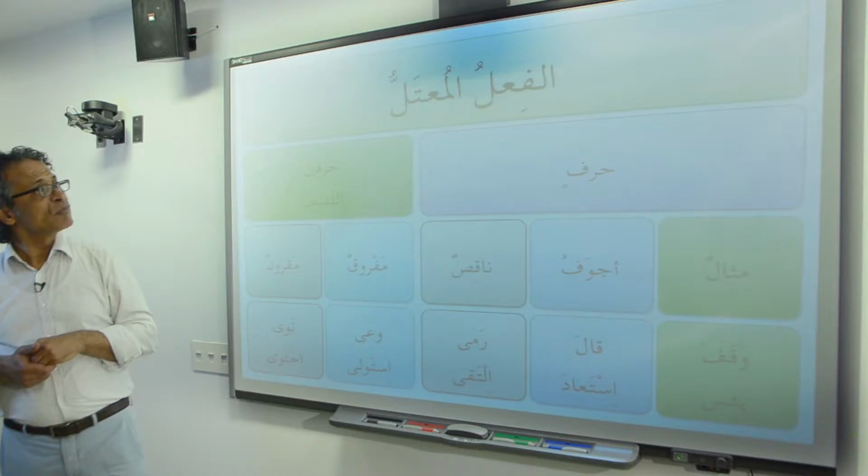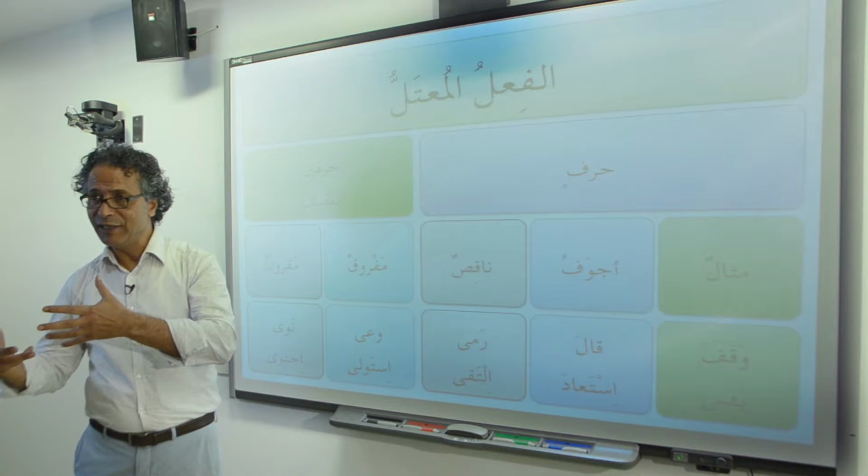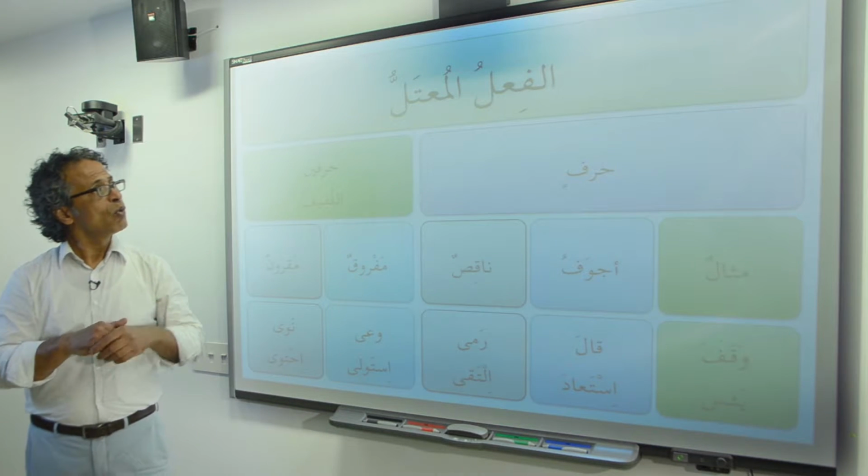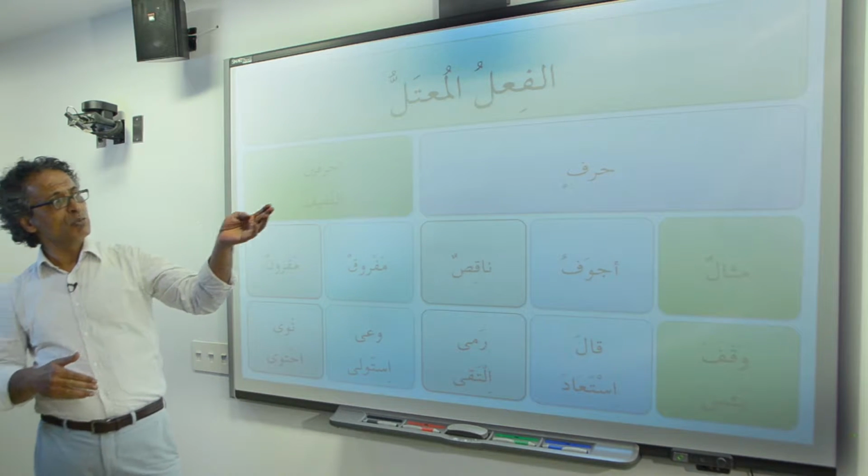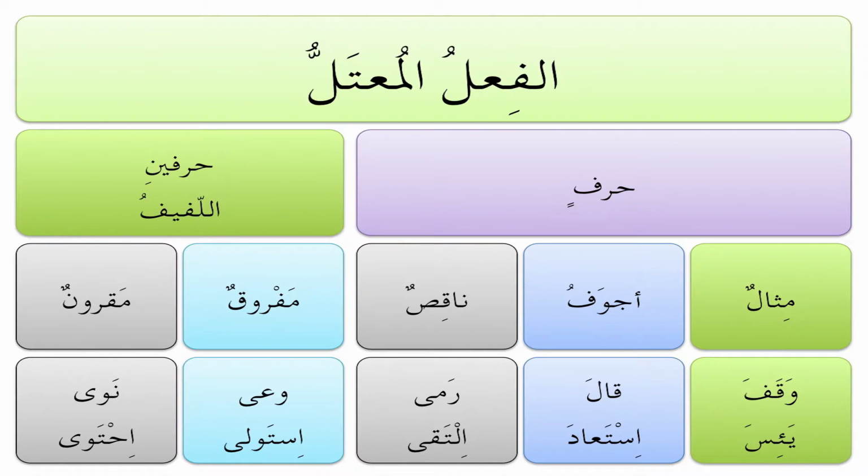تذكروا يا طلاب، تحدثنا عن الفعل الصحيح والفعل المعتل، وقلنا إن المعتل يمكن أن يكون معتلا بحرف أو بحرفين، والمعتل بحرف درسنا منه المثال. So we studied المثال. الأجوف we said is the hollow verb where the weak letter occurs in the middle of the root, عين الفعل. وناقص is the incomplete where the lam of the root is the one that has a weak letter.